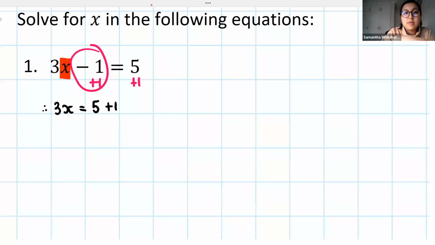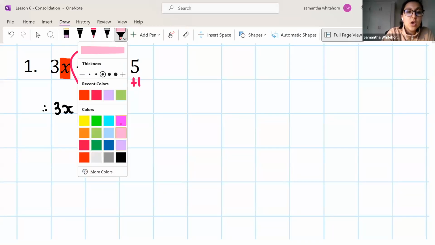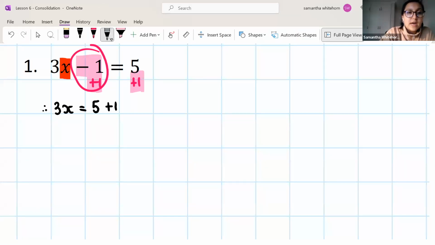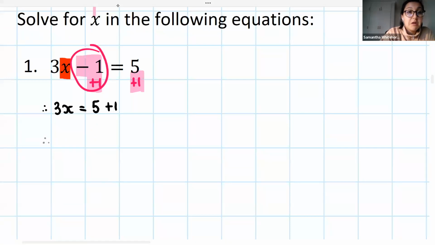And now, guys, remember, this is where inverse operations comes in. And the inverse or the opposite of -1 is +1. So that's why we use inverse operations to almost bring the 1 over the equal sign so that we get the x term alone. What I now want to do, maybe I should say 5 plus 1 first.